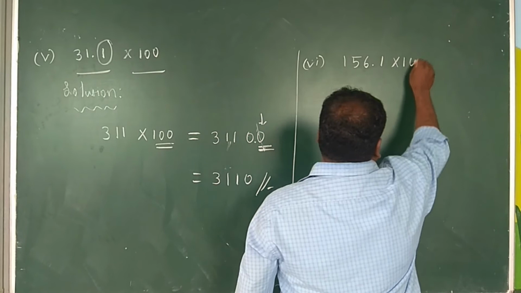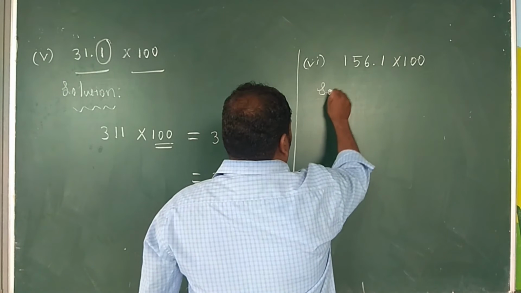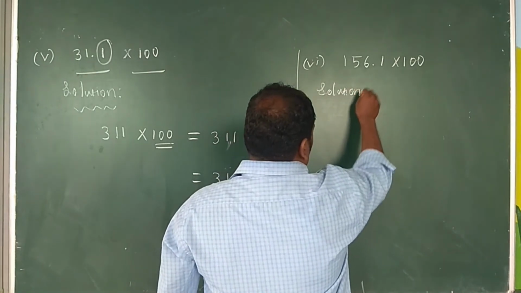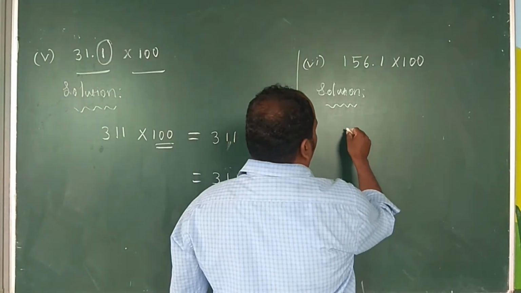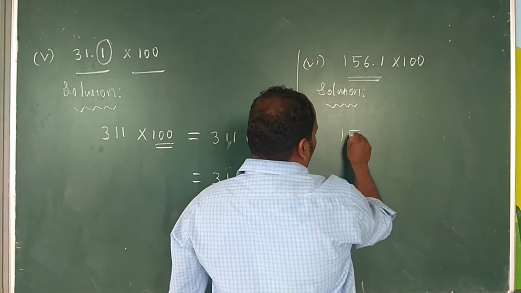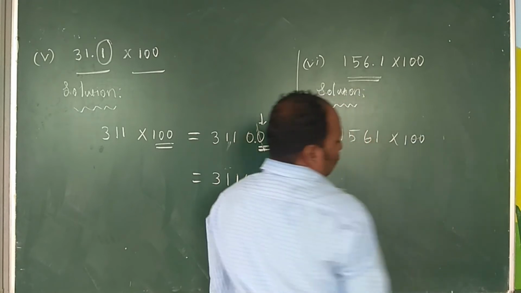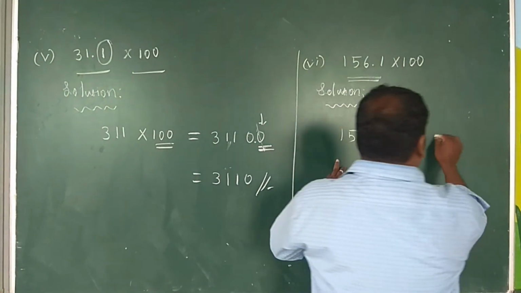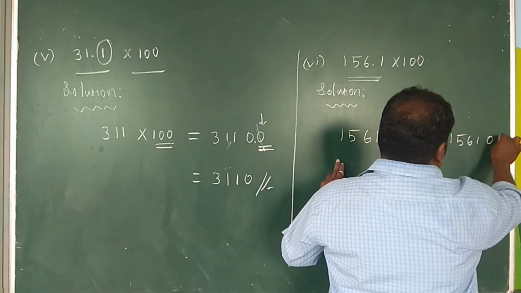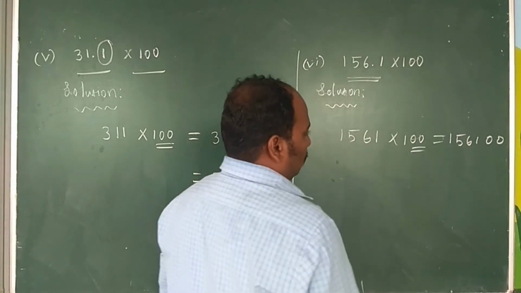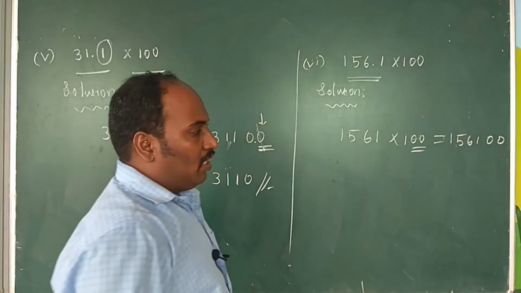The next one, sixth one: 156.1 into 100. Here also we multiply without the decimal point. 1561 into 100, 2 zeros.